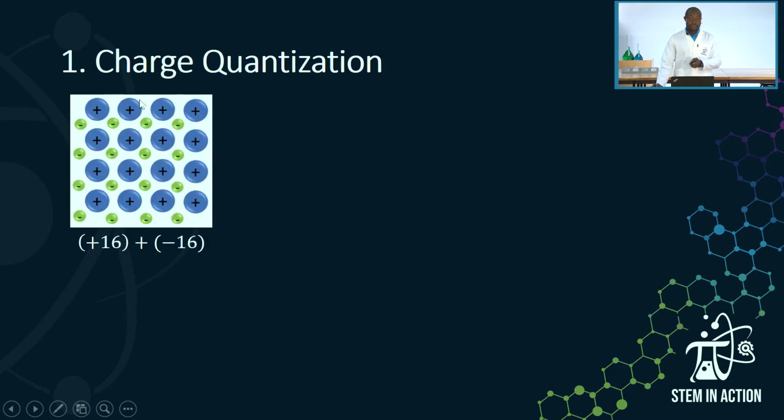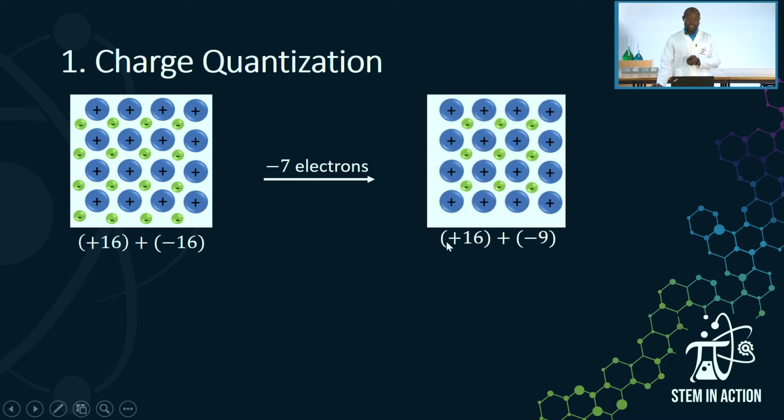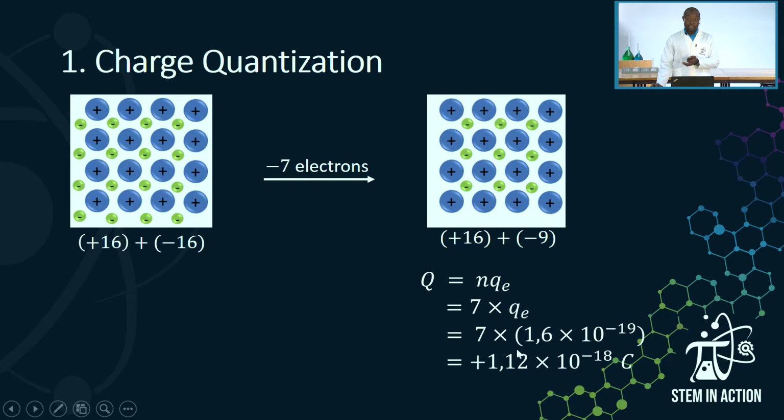So if we look at this object here, which is represented, we have got 16 positive charges and we have got 16 negative charges, so 16 electrons. If we remove 7 electrons from that object, we are going to get this object that still has 16 positive charges, but now has 9 negative charges. So to find the overall charge of this object, we are going to use our formula and say Q is equal to nQe. And our n is 7 because n is the number of electrons that we have removed in this case. And we are going to multiply it by the charge of a single electron. And we will get this value.